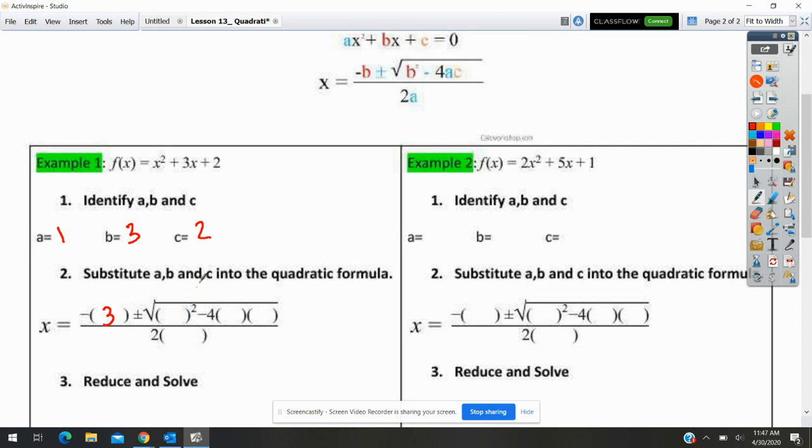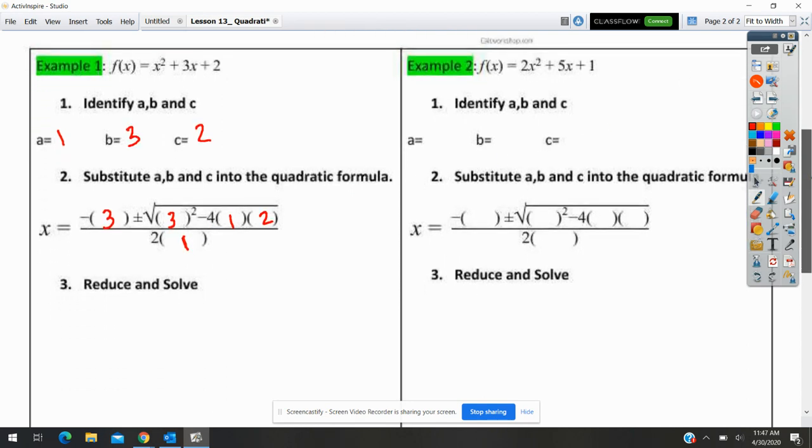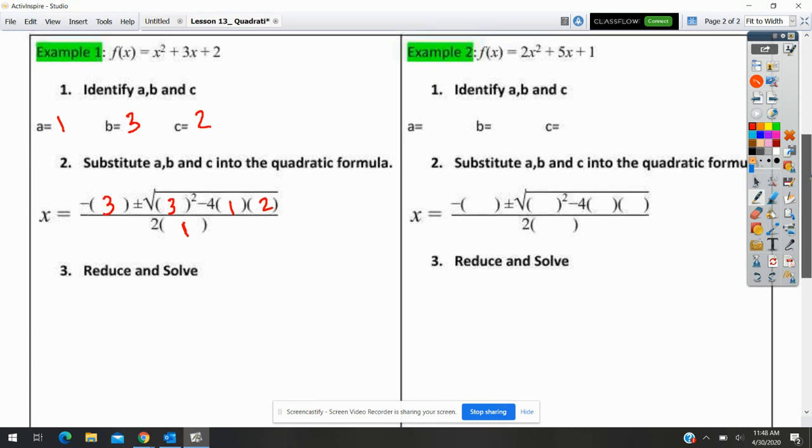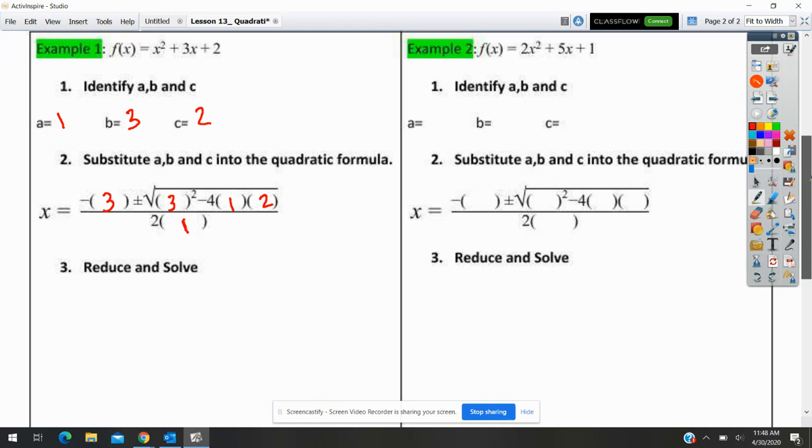Then we're substituting all the values in their place in the formula. So it's b squared, so we're going to put 3 here, minus 4 times a, which is 1, times c, which is 2, over 2 times a, and we know a is 1. So you're simply putting all the values in the correct place. Next, you want to reduce this and solve for x.